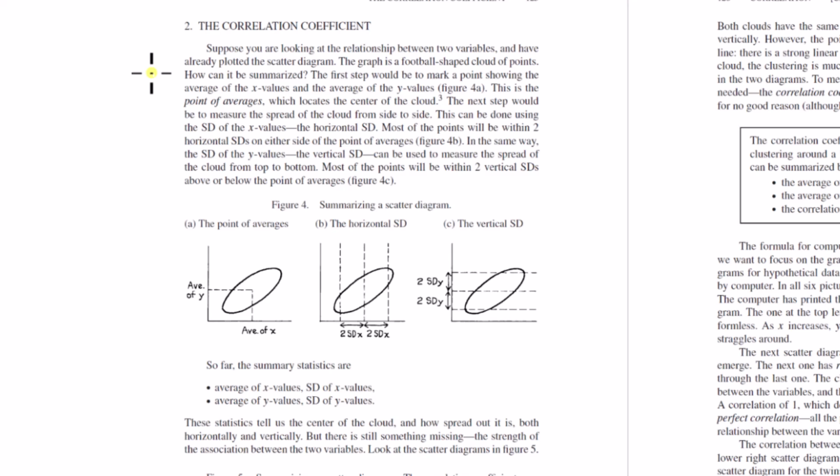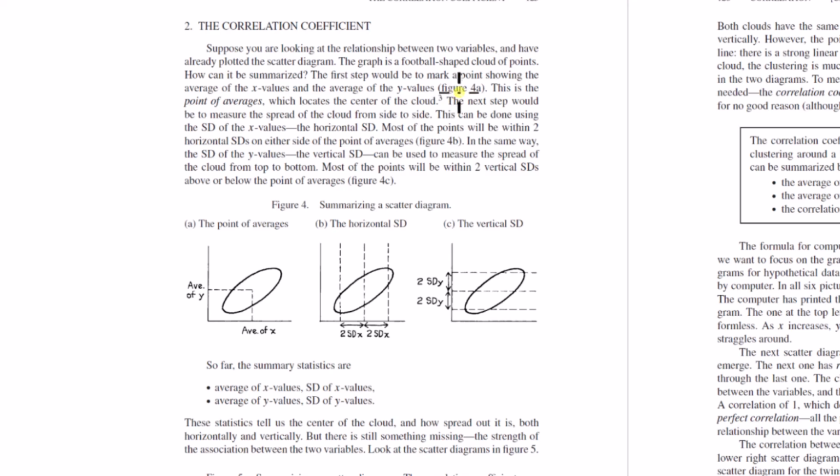We've come up with some statistics. Now we're going to make a guess. We're coming up with an inference for something. But what they're saying is, if we have a scatter diagram, the graph is a football-shaped cloud of points, how can it be summarized? What descriptive statistics can we apply to it? The first step would be to mark a point showing the average of the x values and the average of the y values. We talked about that.